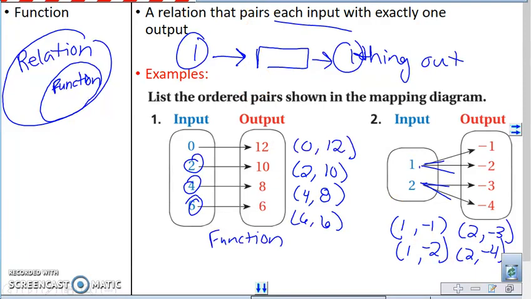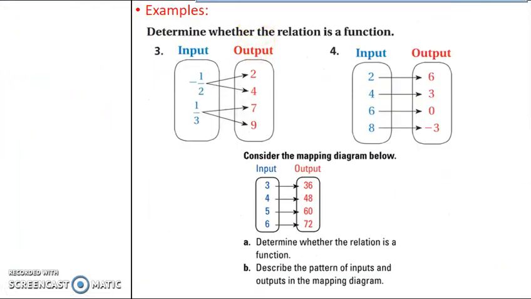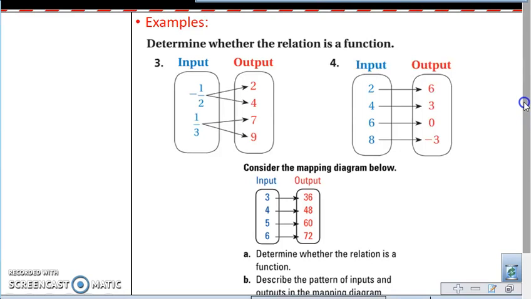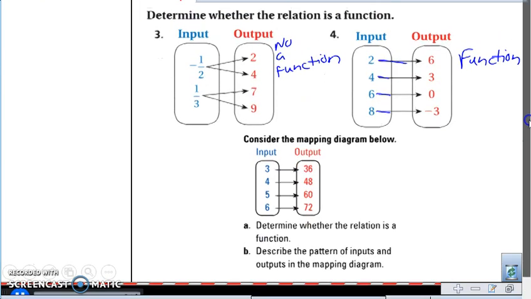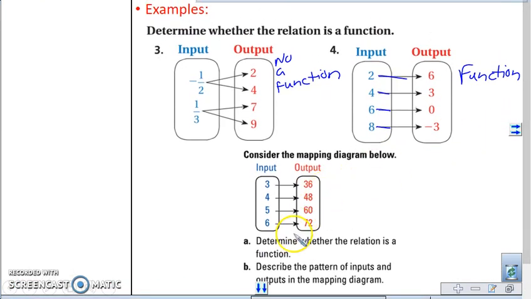All right, let's look at our next examples. Determine whether the relation is a function. -1/2 goes to 2 things, so it is not a function. It's not a function. 2 goes to one thing, 4 goes to one thing, 6 goes to one thing, 8 goes to one thing, so this is a function. All right. Hope you guys are doing okay.